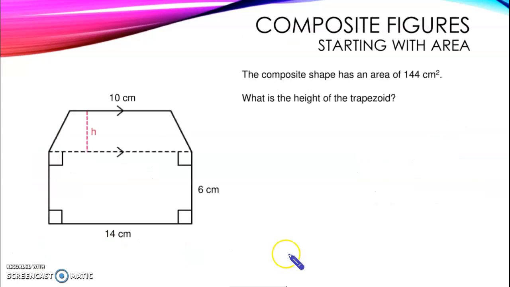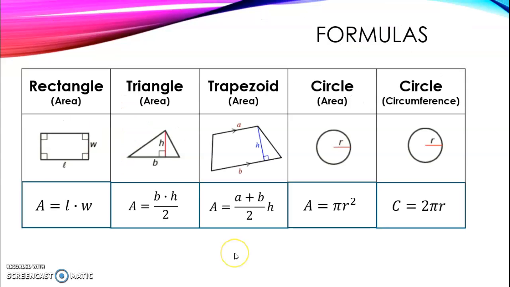And our last problem for now is a situation where I'm going to have to work backwards. The question says the composite shape has an area of 144 centimeters. What is the height of the trapezoid? So a trapezoid is a quadrilateral that has 2 parallel sides. Going back to our formulas from the beginning, the trapezoid formula does a plus b divided by 2 times the height, where a and b are the 2 parallel sides.